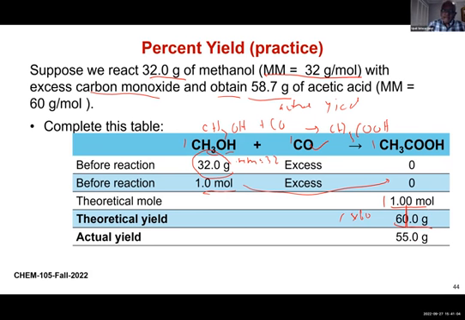Now, how do you calculate it? 55 divided by 60 multiplied by 100. This is 92% yield. That's how you calculate percent yield.